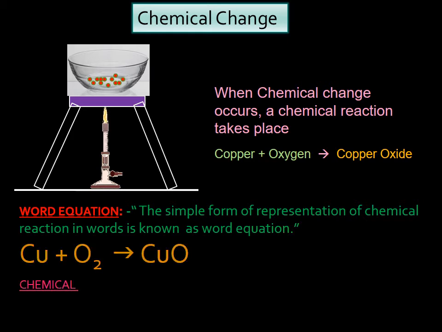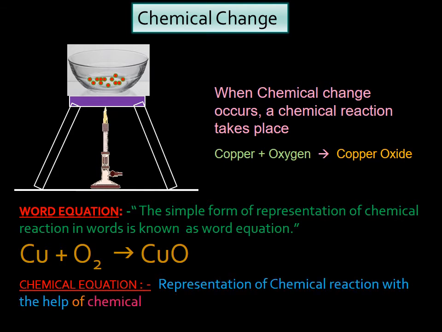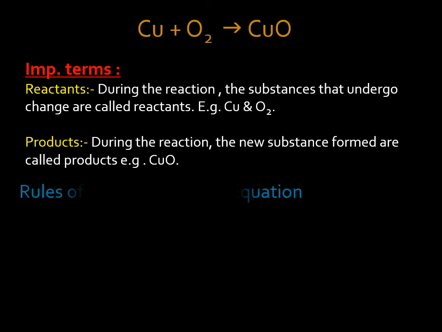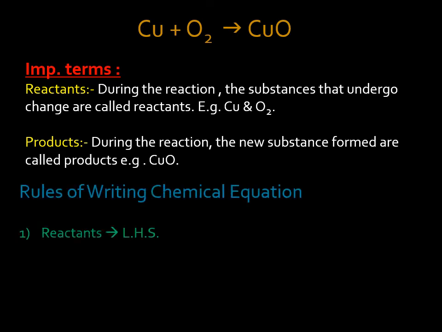What is a word equation? The simple representation of a chemical reaction in words is known as a word equation. What is a chemical equation? The representation of a chemical reaction with the help of chemical formulae is known as a chemical equation. Now Cu, that is copper, when reacted with oxygen, forms copper oxide, CuO.